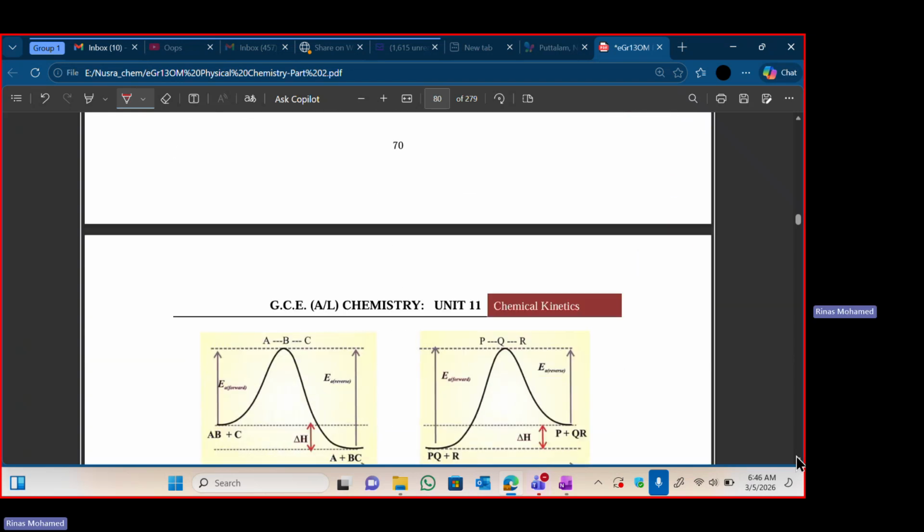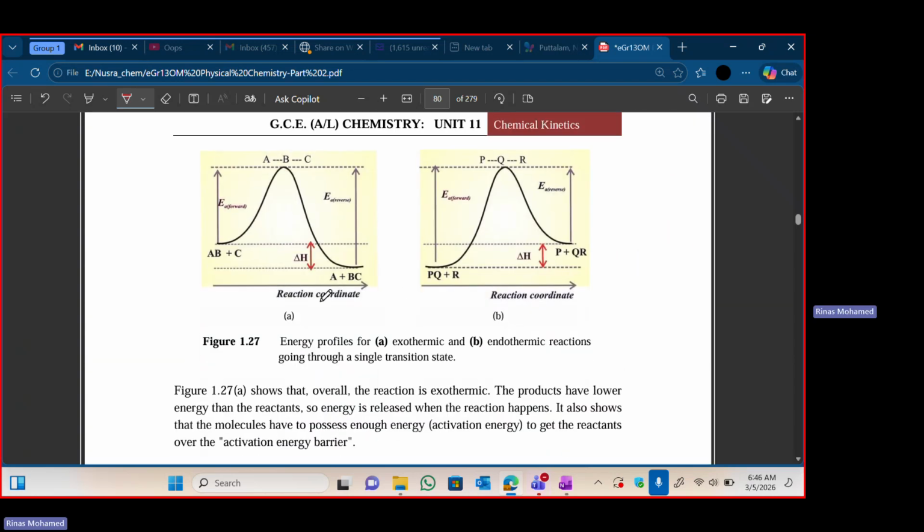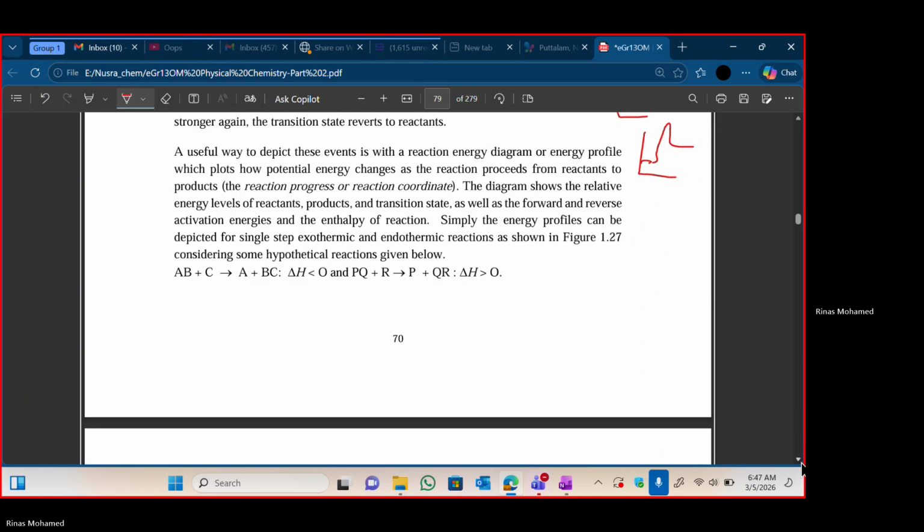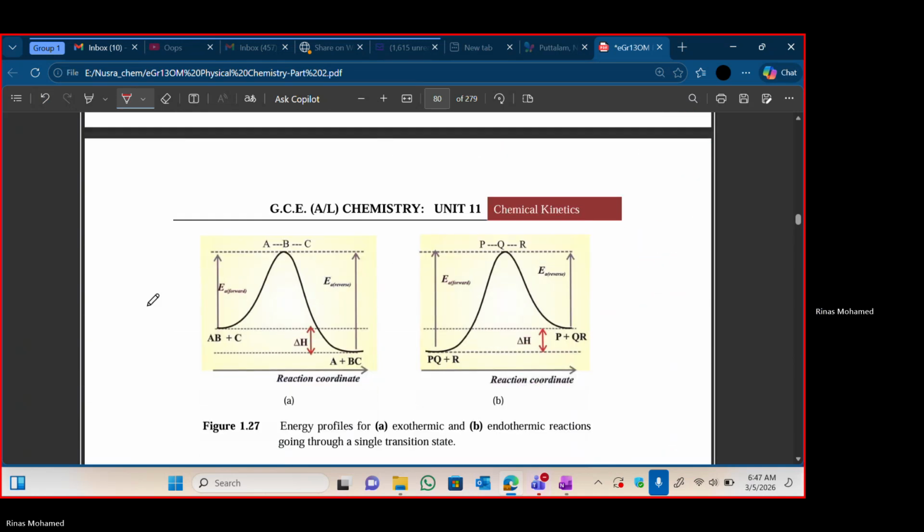Now, we will go through this graph. We will understand what I am talking about. They have given you energy profiles for exothermic and endothermic reactions going through a single transition state. This is one transition state. Here see, it passes through one transition state.